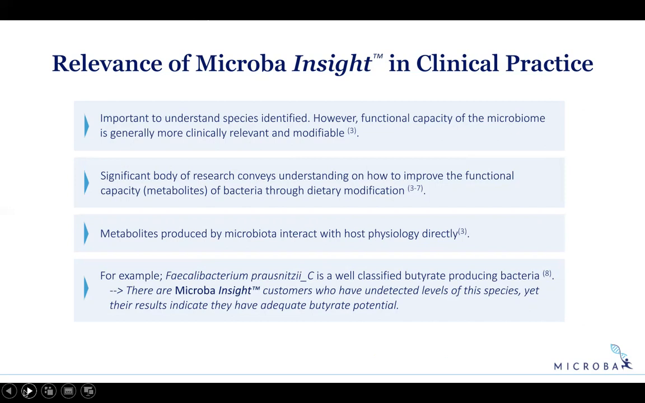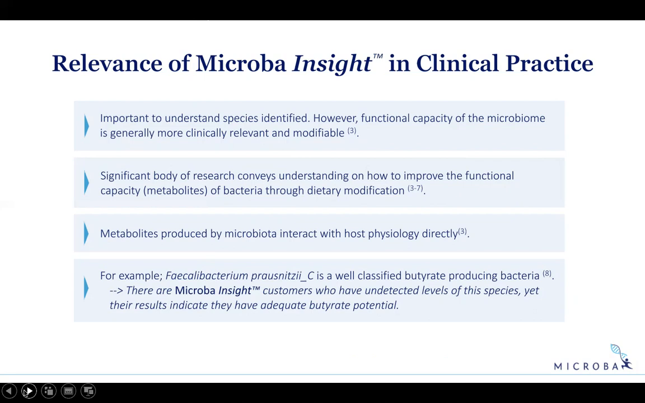An example we can give you too on why focusing on metabolites is more beneficial than just focusing on species alone. There is a really well classified species of bacteria known as Faecalibacterium prausnitzii. This species is a well classified butyrate producing bacteria.